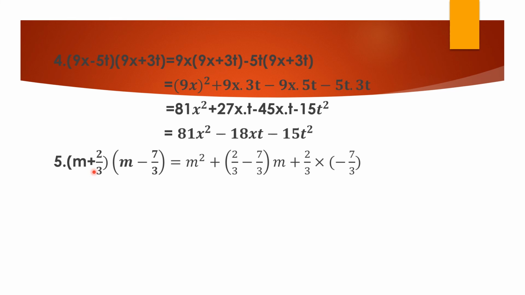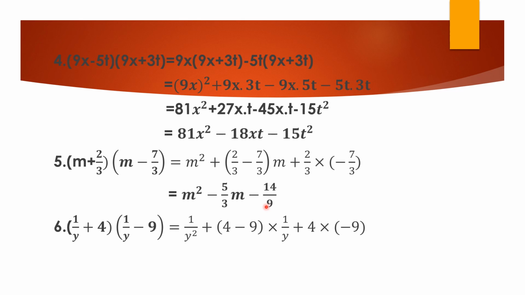Then next, (m + 2/3)(m − 7/3). Again the square of the first term, that is m², plus in bracket we can write the addition of the second terms, 2/3 − 7/3, into the first term m, plus 2/3 into −7/3, which is equal to m² − (5/3)m − 14/9.